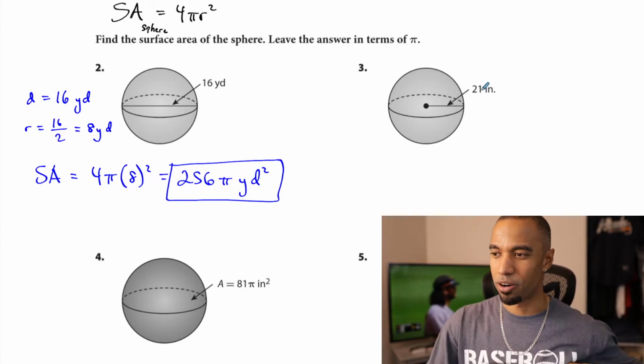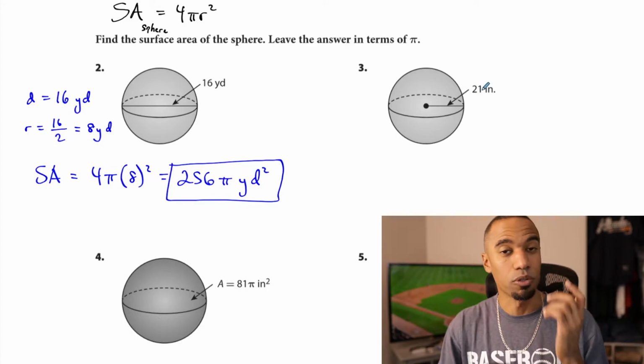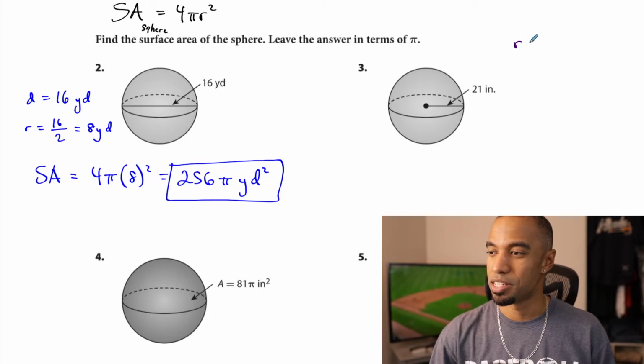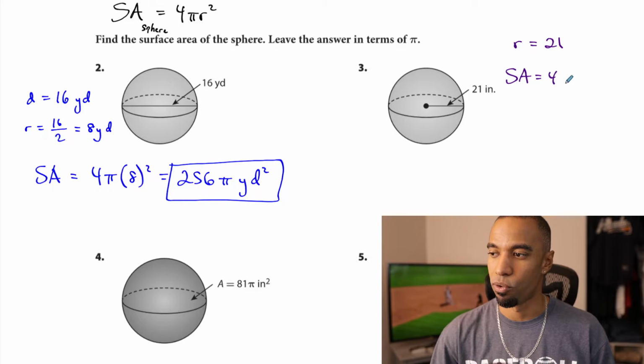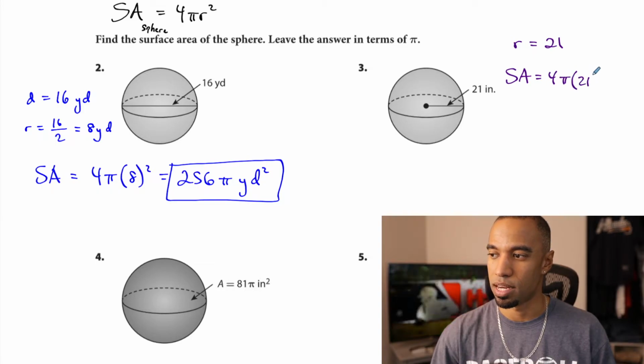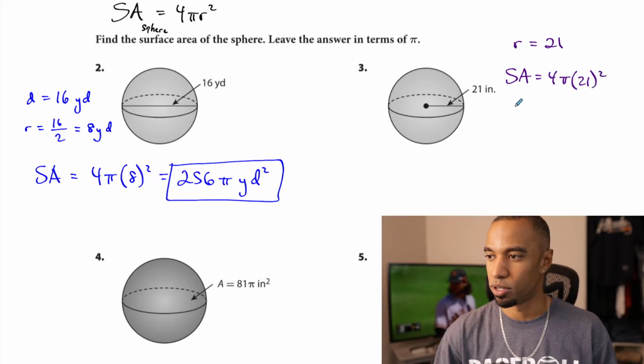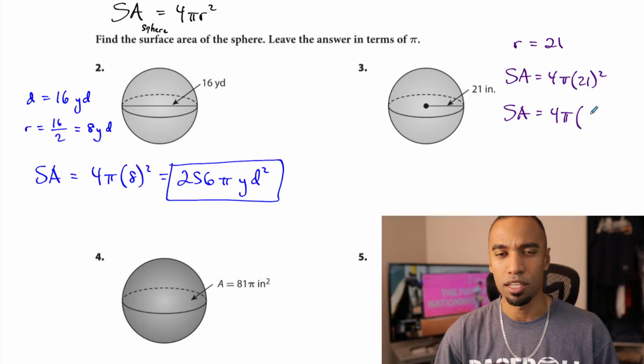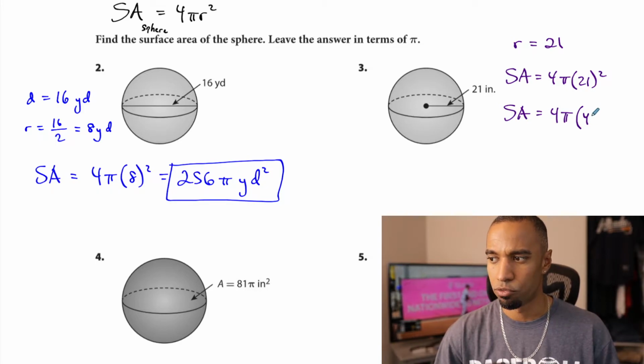This problem may be a little harder only because I don't know what 21 squared is. Oh, I do know 21 squared actually. So your radius is 21, and therefore the surface area is 4 pi times the radius squared. Ooh, but I don't know 4 times that number. So that's going to be 4 pi times 441. I think it's 441.